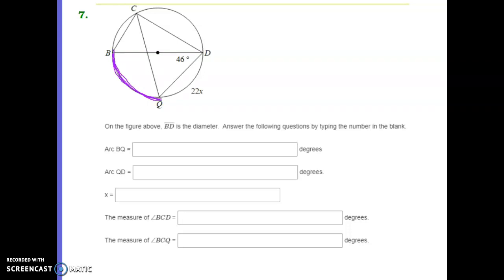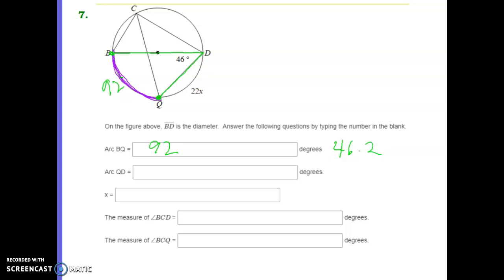All right, so if I take a look at the endpoints of this arc, I can see that if I connect them to this inscribed angle, I know that the measure of this arc, BQ, is going to be twice as big as 46. So 46 times 2 is the measure of arc BQ. So that's going to be 92 degrees.